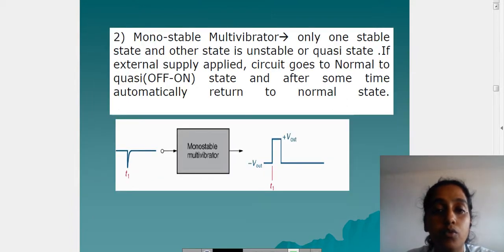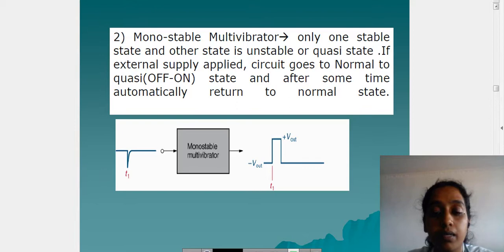Next is the monostable multivibrator. It has only one stable state, and the other state is unstable or quasi-state. If an external trigger is applied, the circuit goes from the normal state to the quasi-state, and after some time automatically returns to the normal state. As it has only one stable state, it is called a monostable multivibrator.